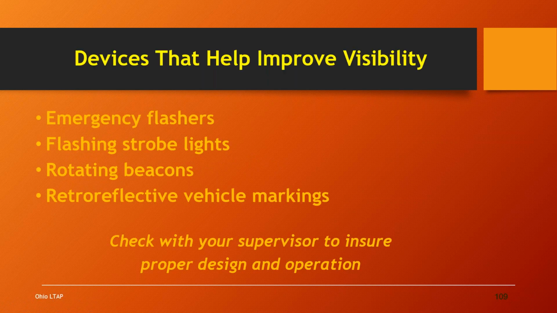We have some devices that help improve visibility, especially in mobile operations. These are talked about in the notes page for the mobile operations typical applications. We're talking about emergency flashers, flashing strobe lights, rotating beacons, and retroreflective vehicle markings. Some of these are listed as standards in mobile operations, so that means you must have them on, your flashing strobes or rotating beacons, in certain situations.